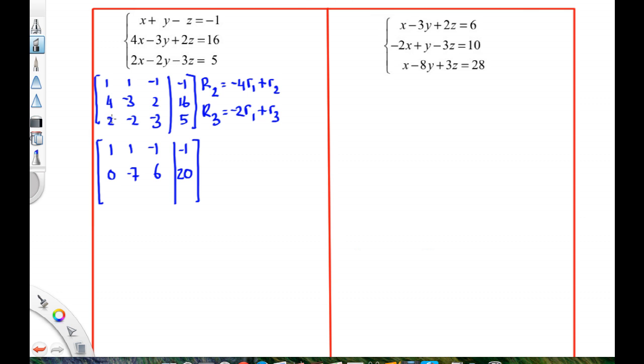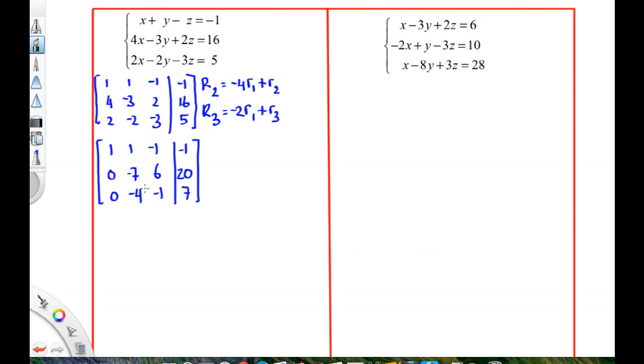So a negative 2 plus 2 is 0. A negative 2 plus a negative 2 is a negative 4. And negative 2 times a negative 1 is 2. And 2 plus a negative 3 is a negative 1. And a negative 2 times this is 2. And 2 plus 5 is equal to 7. So now I have a new matrix that represents the same system. Okay.